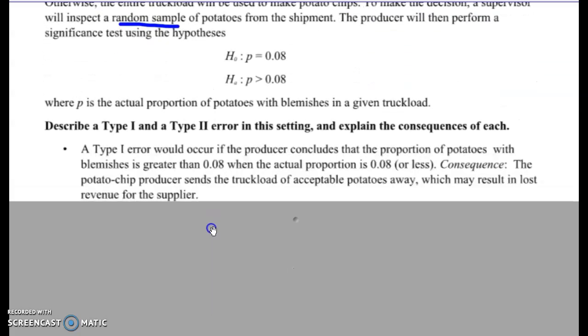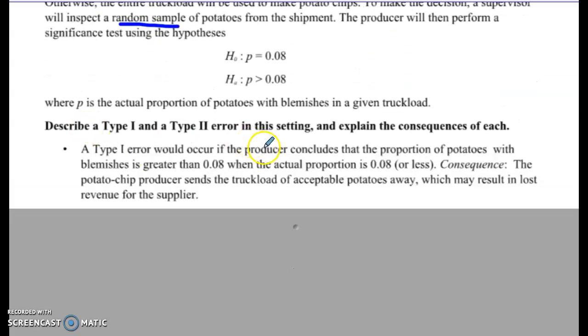Let's look at the response in context here. So a type 1 error would occur if the producer concludes the proportion of blemished potatoes was greater than 8% when the actual proportion is 8%. And the consequence here, they send the truckload back, and that results in lost revenue. They're paying for more potatoes.